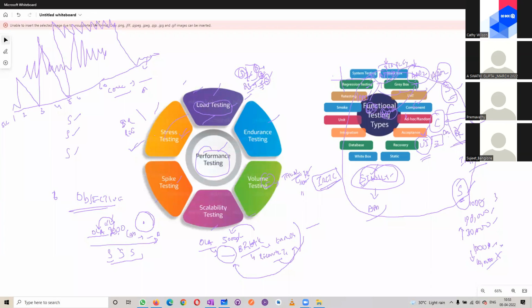Here, how we test is different. Our testing is different here. But ultimately, what we are trying to do is this.